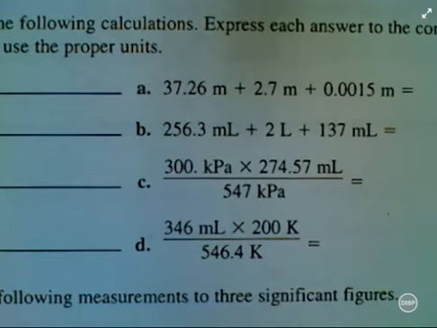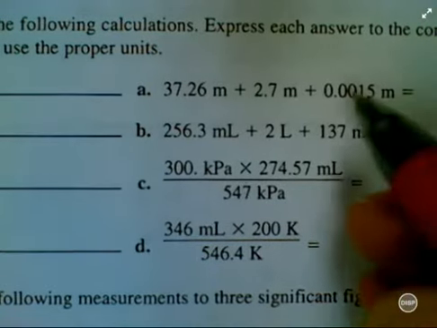Moving on to number 4. Carry out the following calculations. Express each answer to the correct number of significant figures and use the proper units. All right. So we have A, B, C, and D, and we're either doing addition, multiplication, or division. Okay, so we're going to have to use our rules for performing calculations with significant figures.